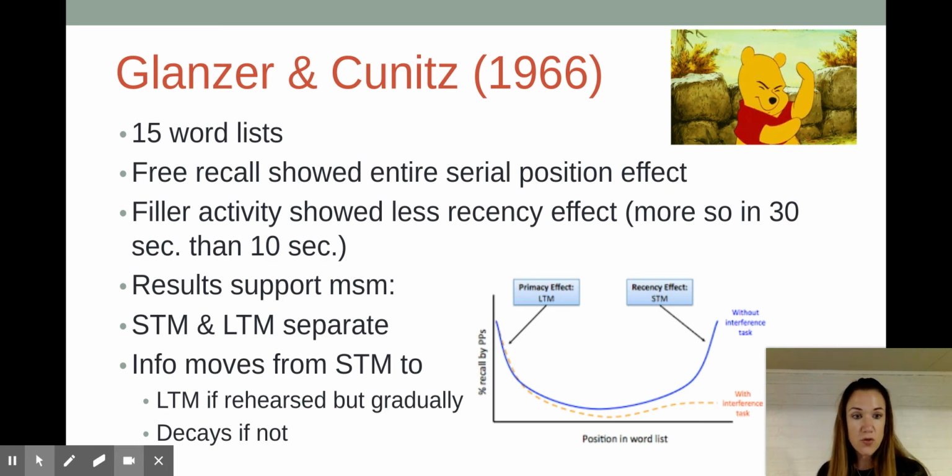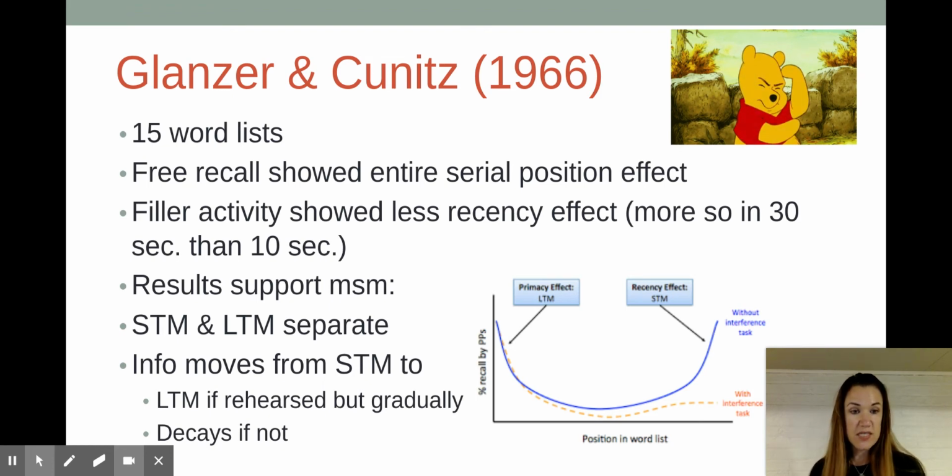So when Glanzer and Kunitz did that, they noticed that the recency effect went away. They still had the long-term memory because they didn't need to rehearse to have the long-term memory. So the results support the MSM, the multi-store model, because short-term and long-term memory are separate. Info moves from short-term memory to long-term memory if rehearsed, but gradually. It decays if not, and it's gone.